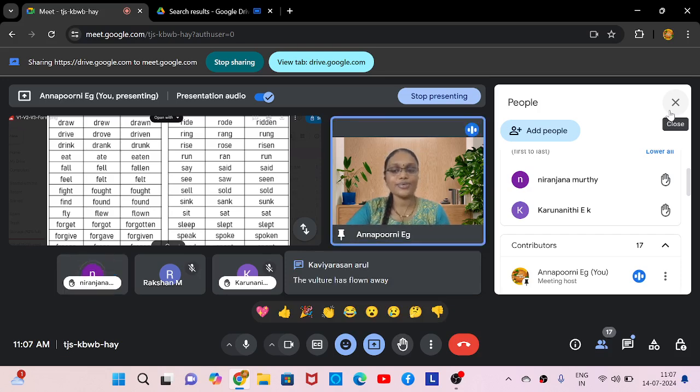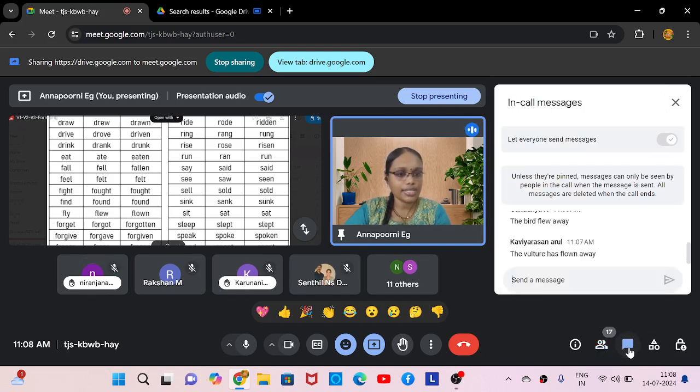If you are using is, are and all, you have to use that ing form. Someone has commented, I think it's Gunadhyaya. Kaviyarasan: the vulture has flown away. Very good, Kaviyarasan. Super. This is how you have to try. You can comment V3 in the chat box. We mainly need V1 and V2 now. V3 we will learn when we are learning tenses, but still you can try answering in the chat box.